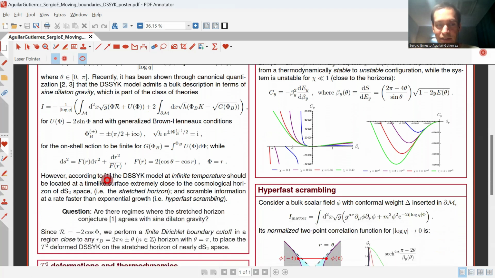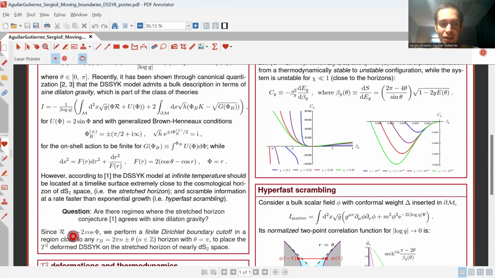Then the question arises of how to reconcile this with the conjecture of SYK, where we actually have an infinite temperature and the theory lives very close to the cosmological horizon, and that this is a hyperfast scrambler. And none of that happens when you actually have the static conditions in which the dilaton-gravity theory reduces to dS-JT gravity. How do we reconcile these two approaches?